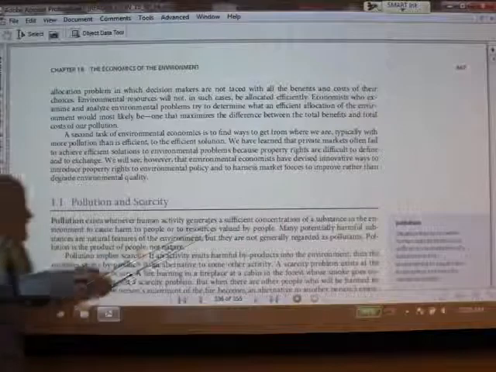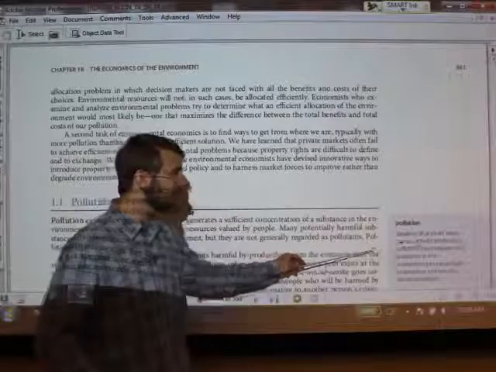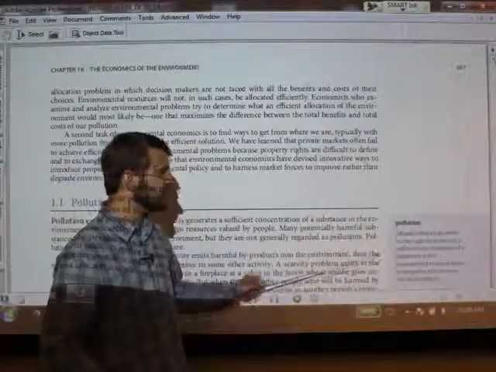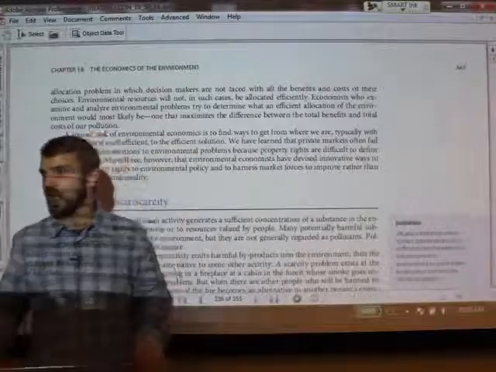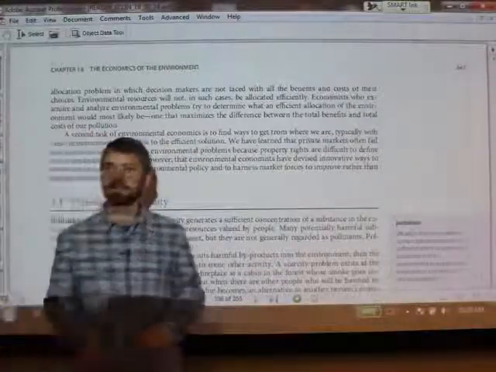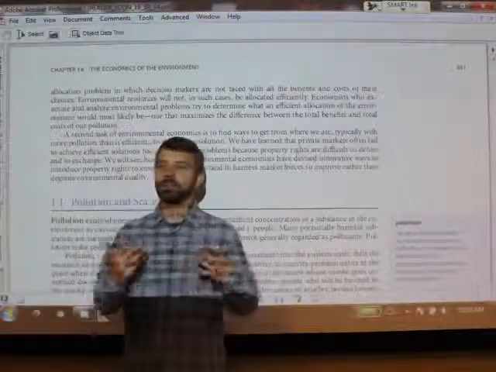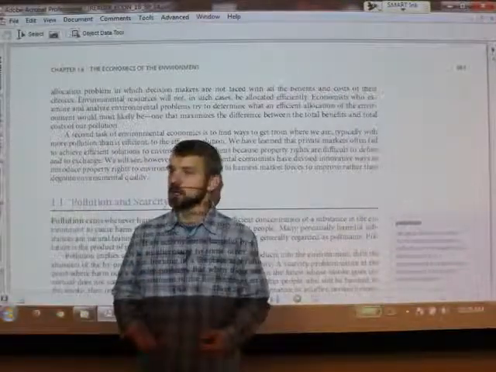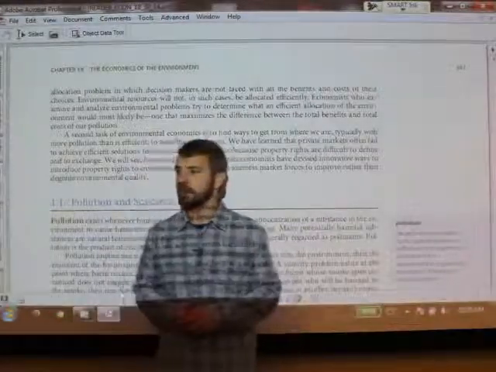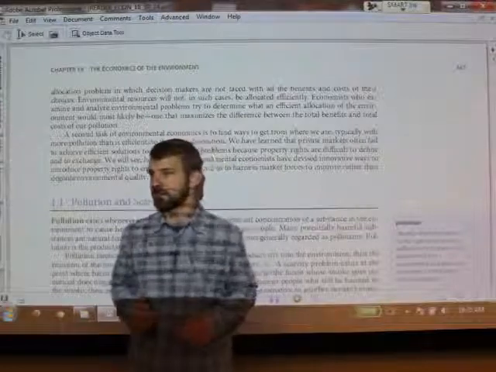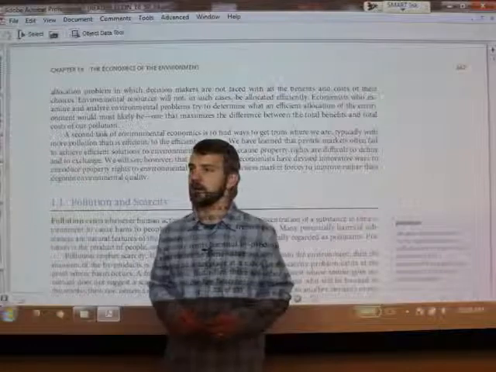There's a definition of pollution here, and that says it's a situation that exists when human activity produces a concentration of a substance in the environment to cause harm to people. What I'm trying to highlight here is that it's anthropocentric, which is a term that means human-centered. So in this perspective, we care about the environment because we enjoy the environment, right? We like having a clean environment, clean air to breathe, and so on.